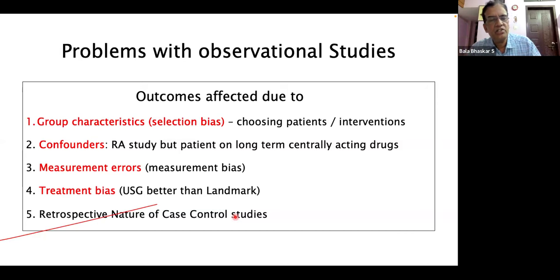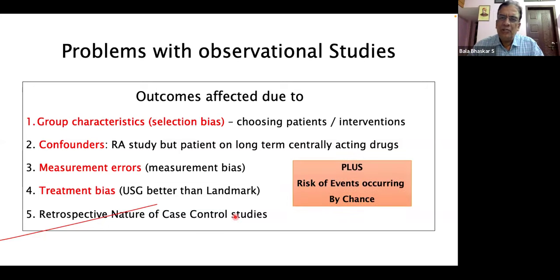And definitely case control studies are retrospective and we don't have any control of what has happened already. So these are the problems with observational studies. Plus, there are certain things which can happen in normal life and even in our anesthesia practice which occur by chance, and we don't have any control. And we don't have any methods to control, especially with these observational studies. So these are the various things that happen, and they have to be addressed.